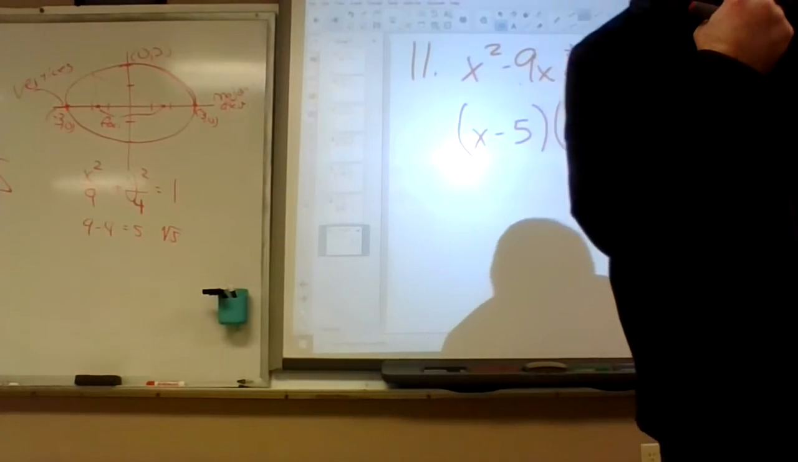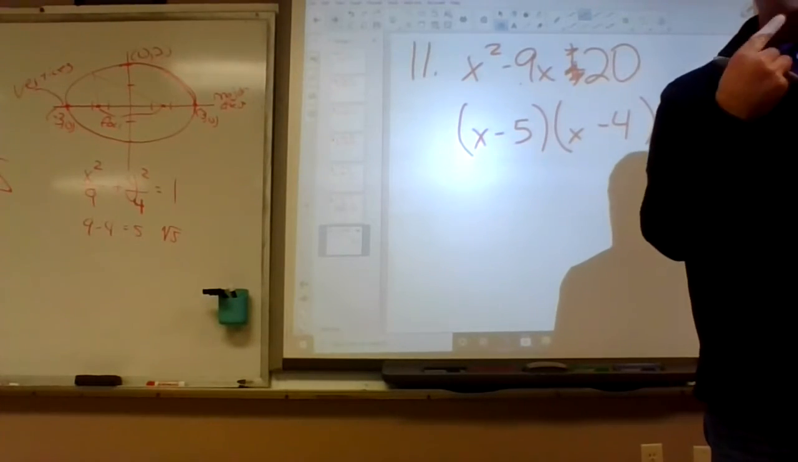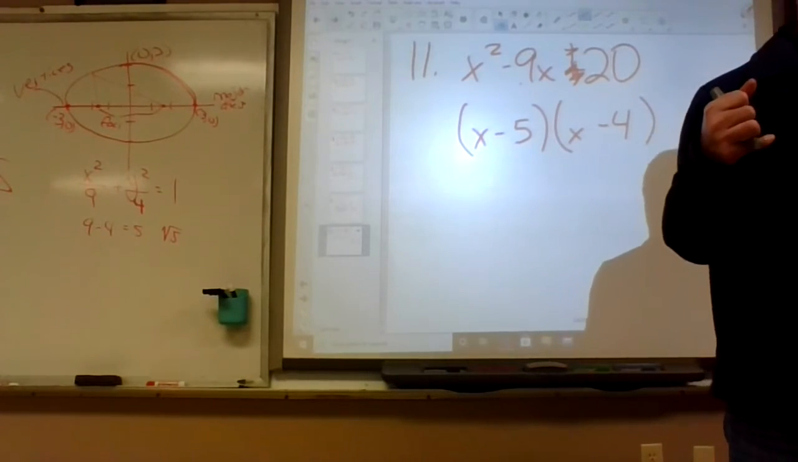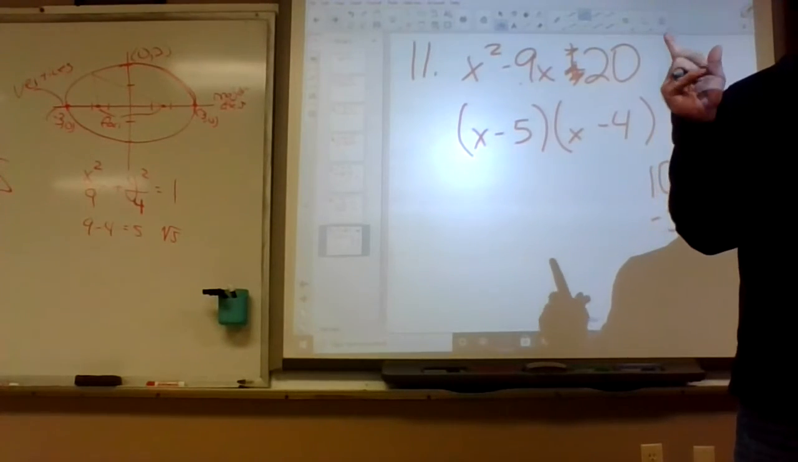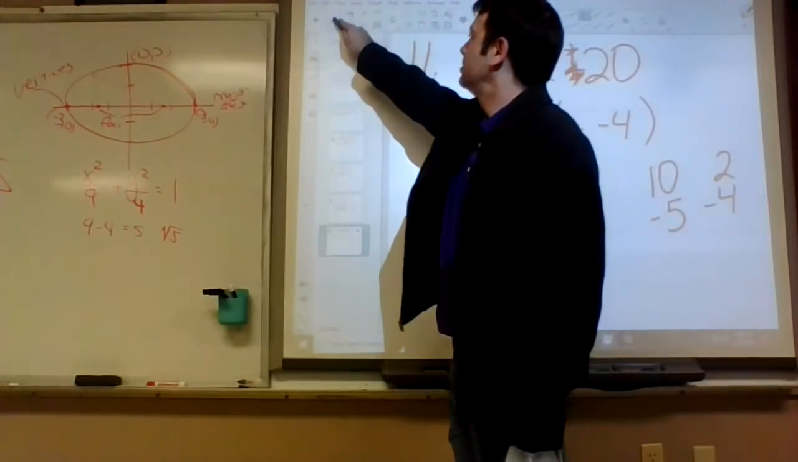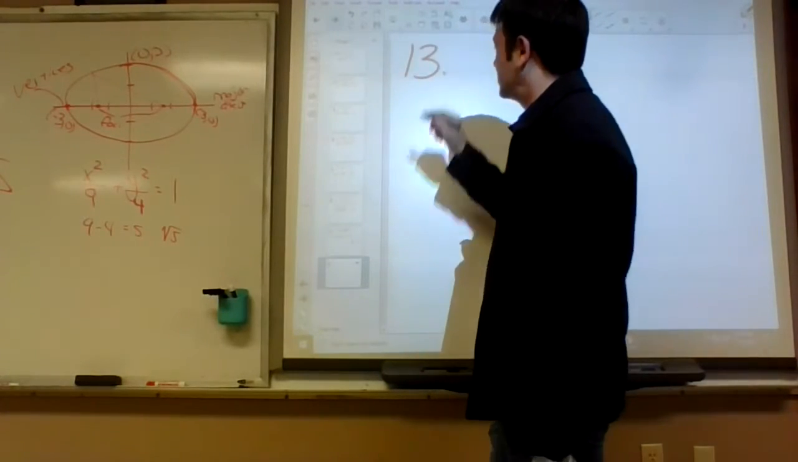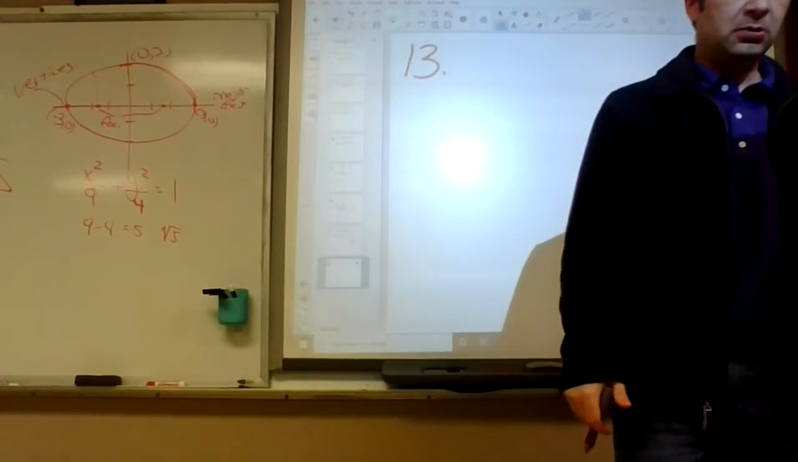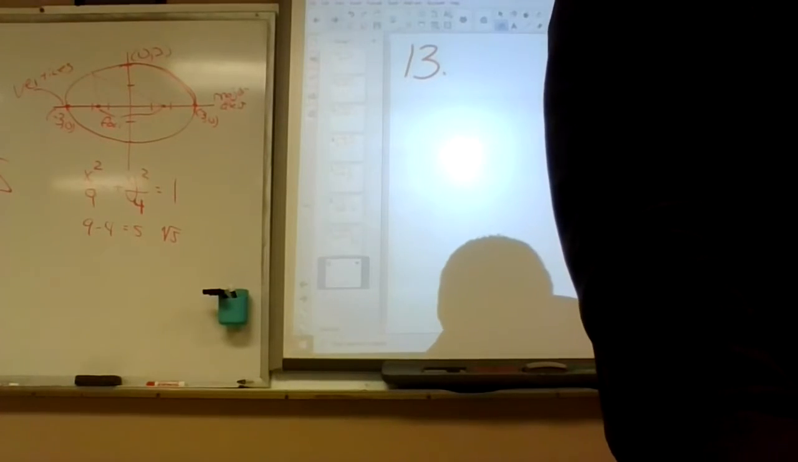Number 12 looks hard, but it's in your times tables. What goes into 54? 9 times 6 is 54. But then 15. Okay, number 13.